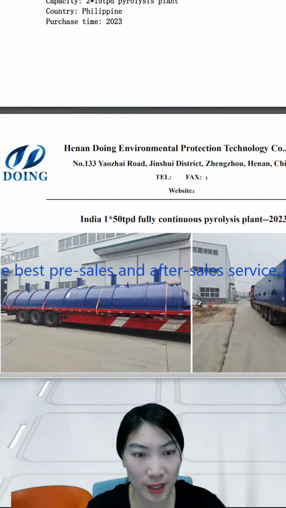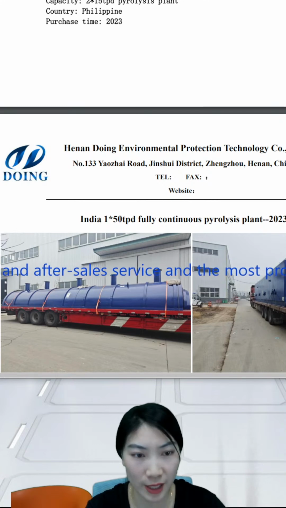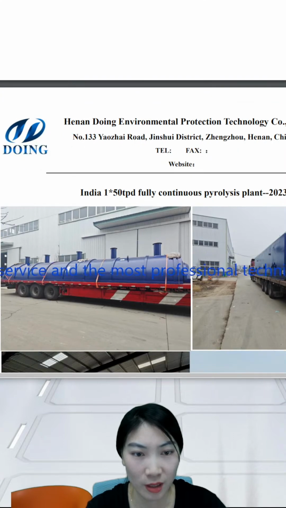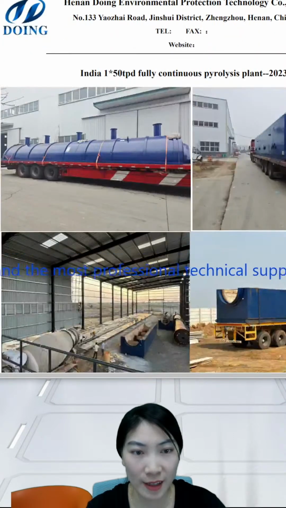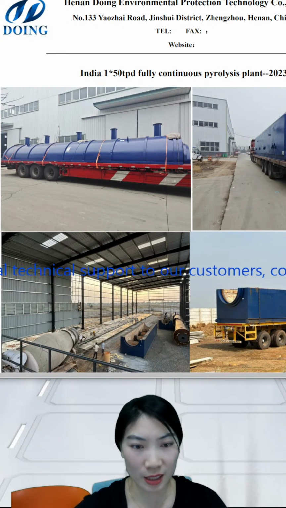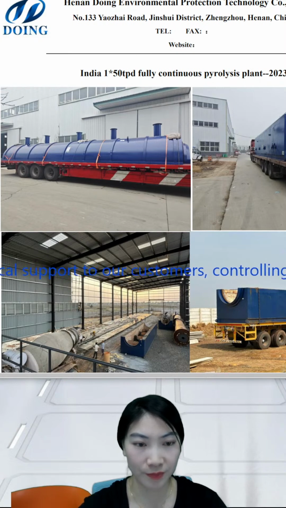Okay, this one is another continuous pyrolysis plant we installed in India in 2023, this year. They recycle used tires as raw material. It is a 50 tons fully continuous plant. You can see their installation photos.